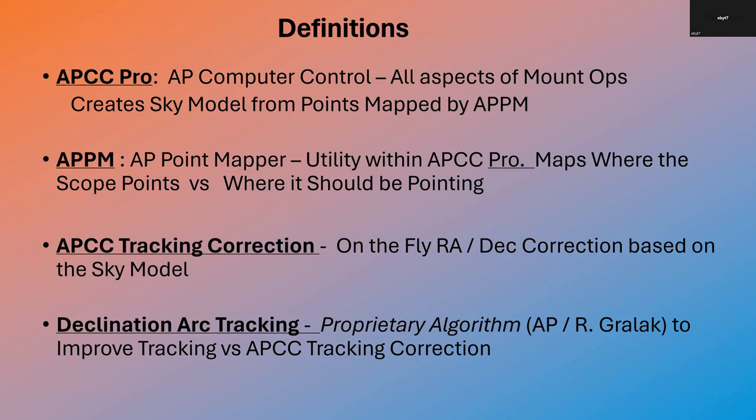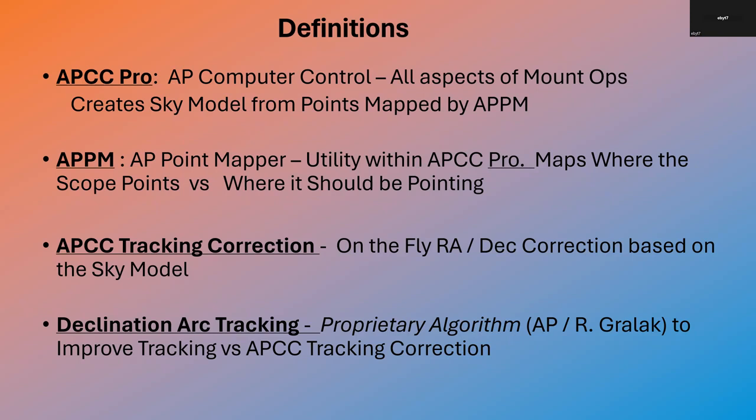APCC Pro is Astro-Physics Command Center. It's the user interface that controls basically all aspects of your mount operations. And it's the software that creates the actual sky models using points that are obtained or mapped by what's called APPM, or Astro-Physics Point Mapper. That's a utility embedded within APCC Pro. And that is the utility where you measure where the scope is pointing in real life versus where it should be theoretically pointing if you had a perfect sky model.